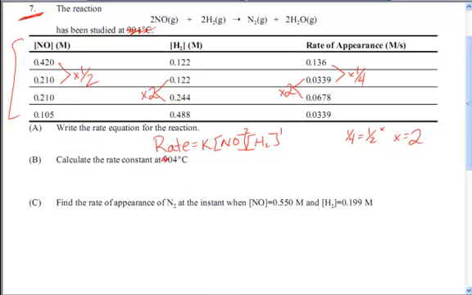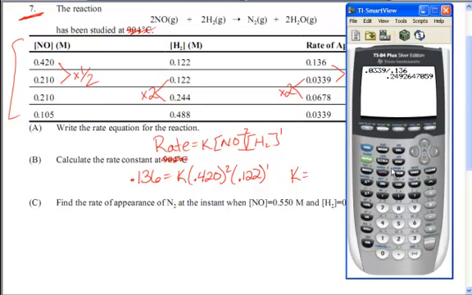Calculate the rate constant. Okay, so rate constant, simple. Plug in everything in the first experiment. 0.136 is equal to K times 0.420 squared times 0.122 to the first. So I take 0.136 divided by, parentheses, 0.420 squared times 0.122, and I get 6.32.